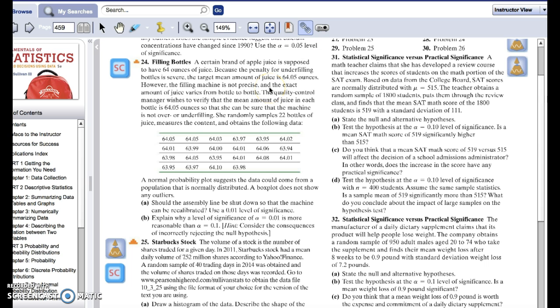However, the filling machine is not precise and the exact amount of juice varies from bottle to bottle. The quality control manager wishes to verify that the mean amount of juice in each bottle is 64.05 ounces so that she can be sure the machine is not over or underfilling. Keep in mind we expect to have variations from the 64.05, but we want the average to be that 64.05. She randomly selects 22 bottles of juice, measures the contents, and gets the following data.